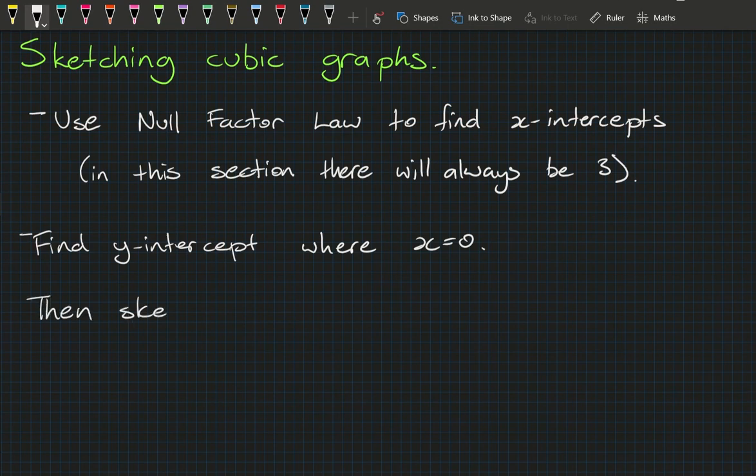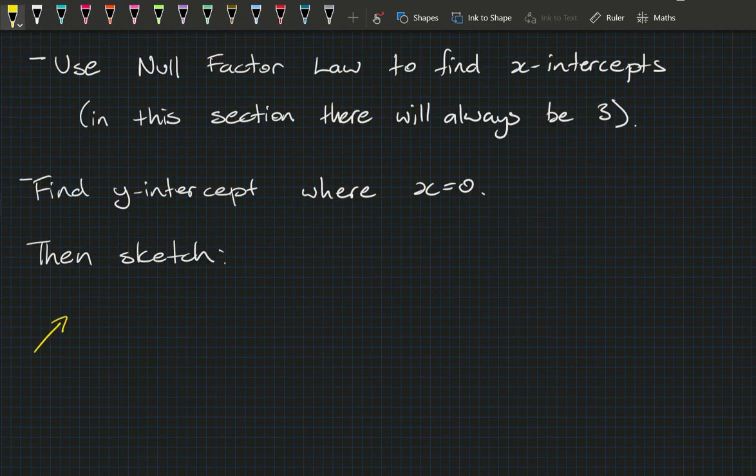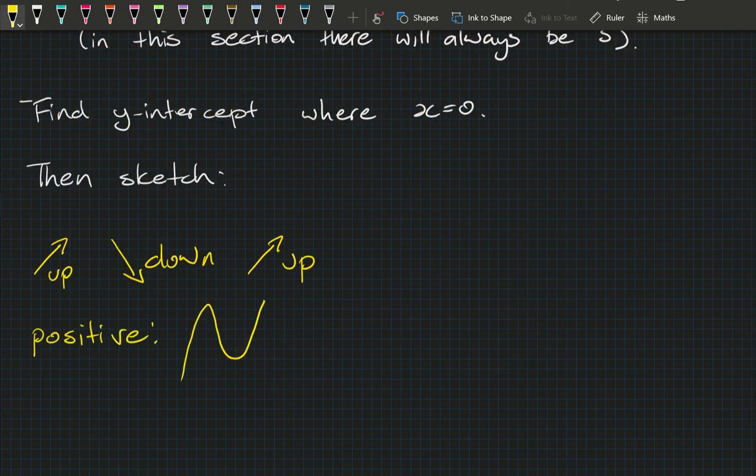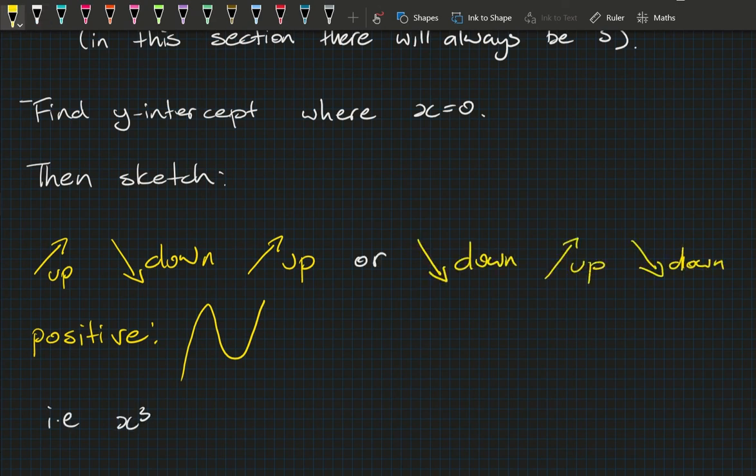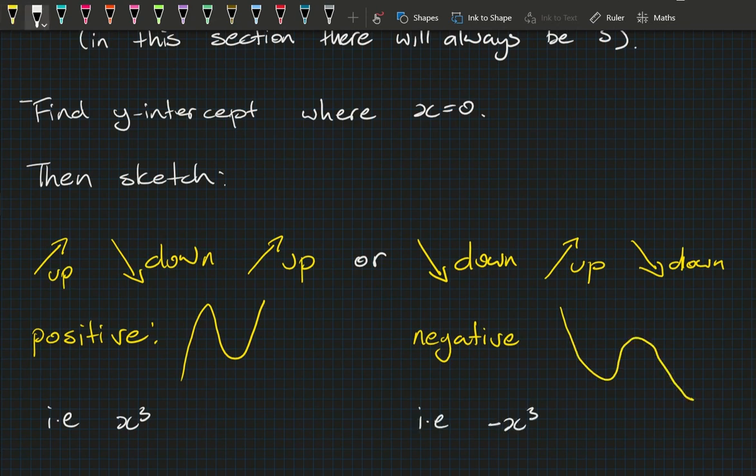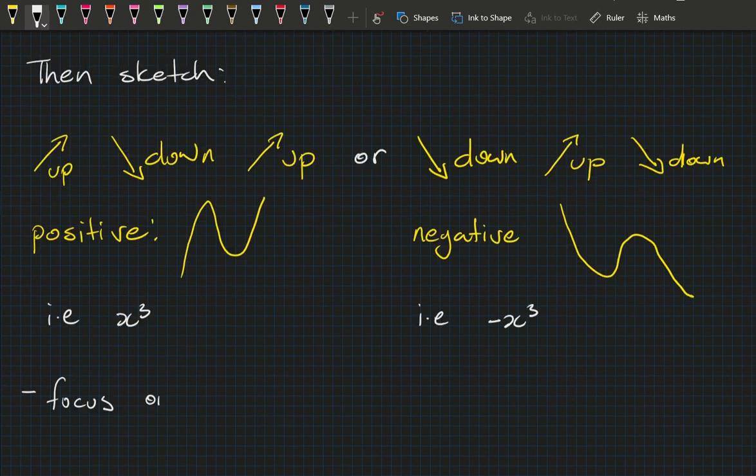Then we can start with the sketching, which we do by going up, down, up for positive cubics. And of course, positive means x cubed is positive. Or we draw down, up, down when our cubic is negative. And by negative, of course, we mean there is a minus x cubed. And we focus on our 3 x-intercepts for our direction.